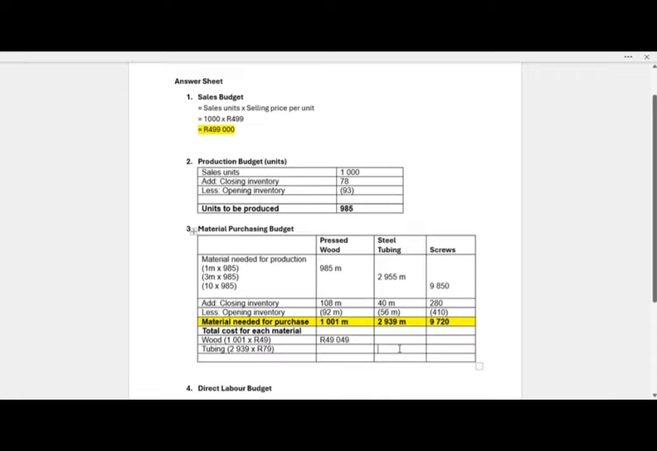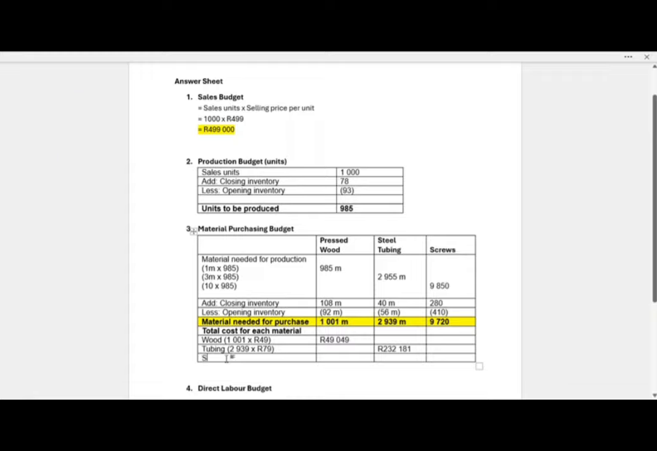So how much there? Let's see. 2939 you multiply by 79. All right, after putting that on my calculator, I am getting 232,181. That is the total price for steel tubing.